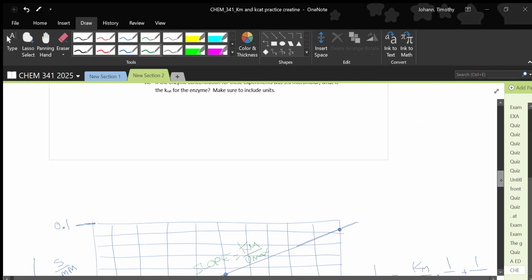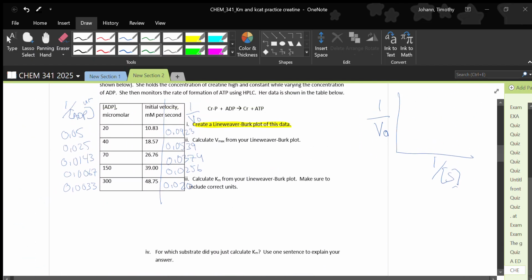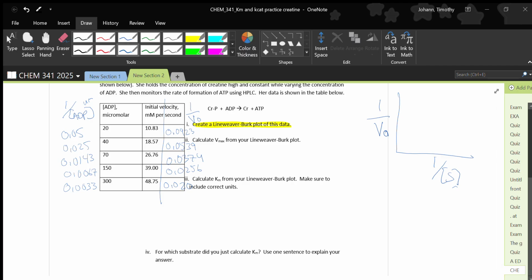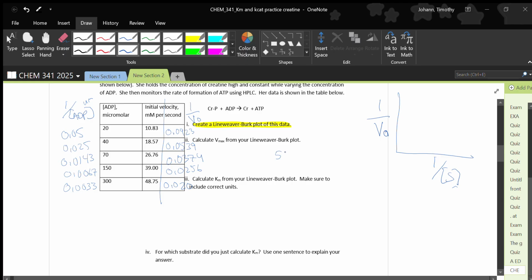All right, so we have our answers up here. We had our Vmax. We figured that out, and that was 50 millimolar per second. And then we did our Km, and that was, I've already forgot, 59 micromolar.